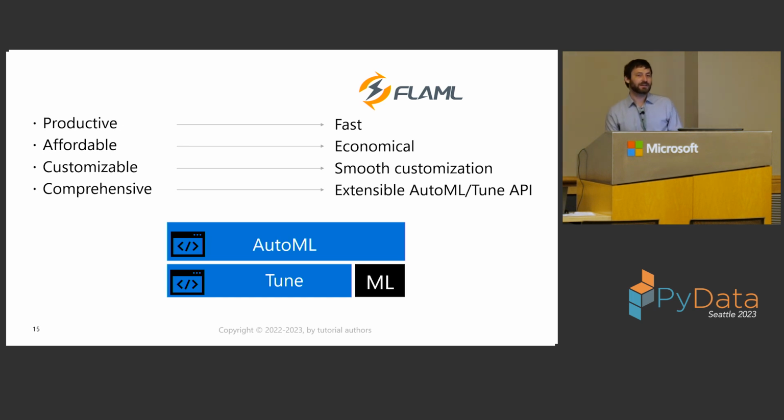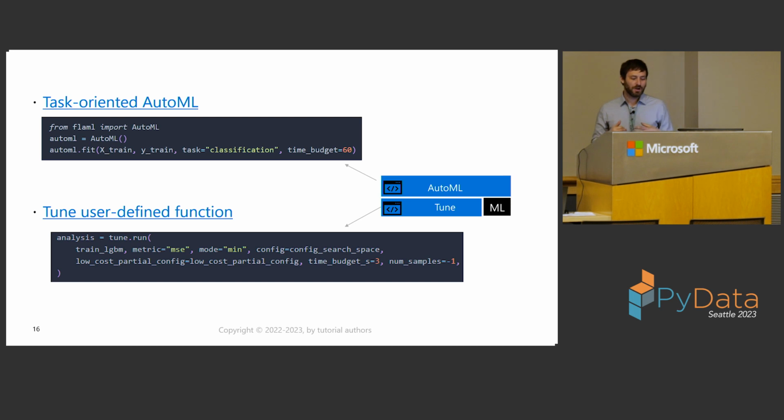One is the task-oriented AutoML. This is a machine learning specific, high-level interface. It's a scikit-learn-like estimator, and you can say what kind of task you want to do, like classification or regression, and it will just do it for you. The other one is to tune a user-defined function. This is a standard global optimization interface. You can do any kind of optimization that you want. You can write down a function with any parameters or hyperparameters, and this could be an ML function, but it could also be anything else.